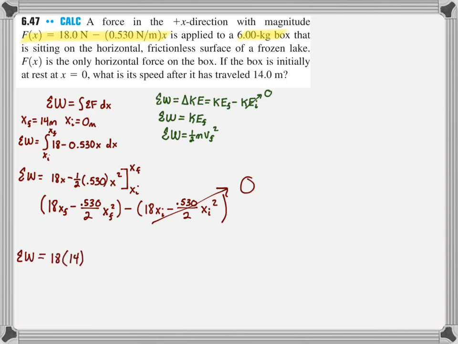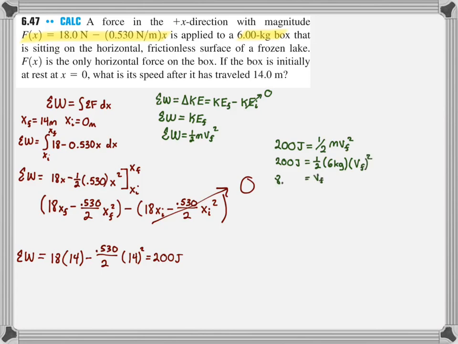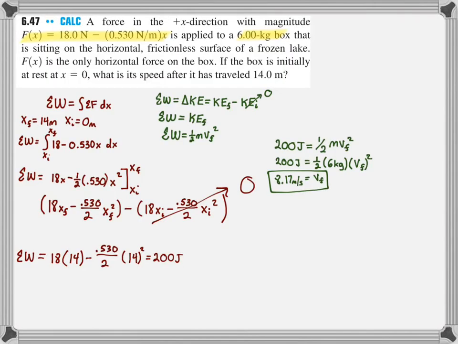So pretty much the net work is 18 times 14 meters minus 0.530 divided by 2 times 14 squared. And when we plug all that in, we get 200 joules. So the net work done as this object was pushed from 0 to 14 meters was 200 joules. Then we use our net work again to find our final velocity using kinetic energy. And we plug in our mass that was given to us. And then we can just calculate that the final velocity was 18.17 meters per second. And that's our final answer. And that's it.